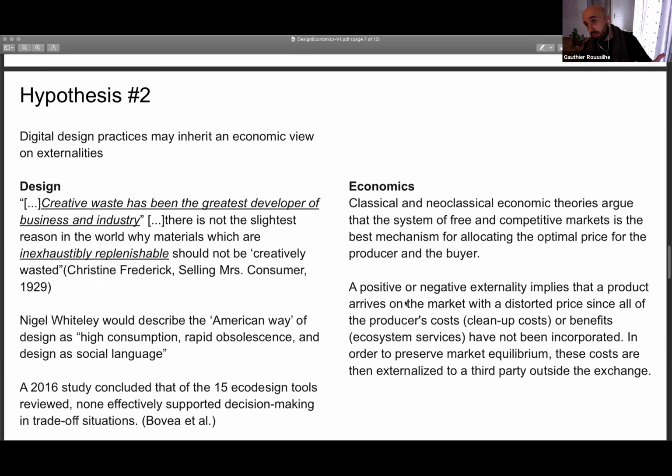Since you cannot deal with that, you are just taking the cost or benefit, the externality, which can be negative or positive, to someone who's external to the exchange. So that's why you are calling it an externality. And because it cannot really be integrated in economics, it's really hard to do it in other practices. If you are working in a business model that is actively based on the fact that you cannot integrate externalities, it will be really hard to apply tools that try to internalize that. And with digital design, it can be quite the same.